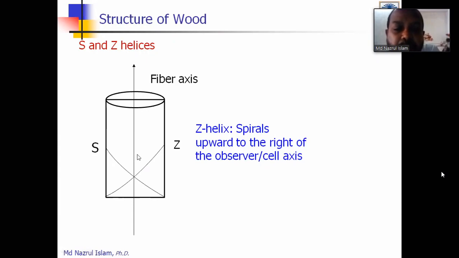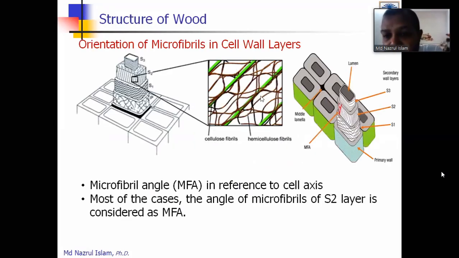So that we are saying microfibril angle. And if it comes in the right hand side, the cell fiber axis and the orientation of the microfibril, the angle between that is called the microfibril angle. If you just look at the right side figure, or even the left one, you will see that it is clearly in the S1 layer. So that is oriented both right hand side and left hand side.